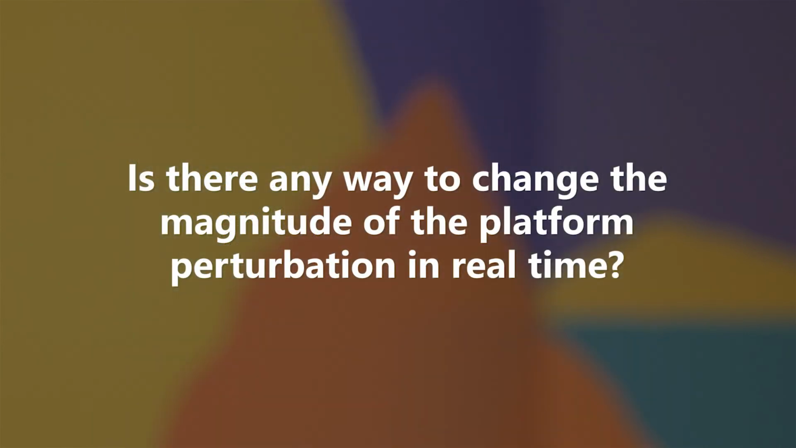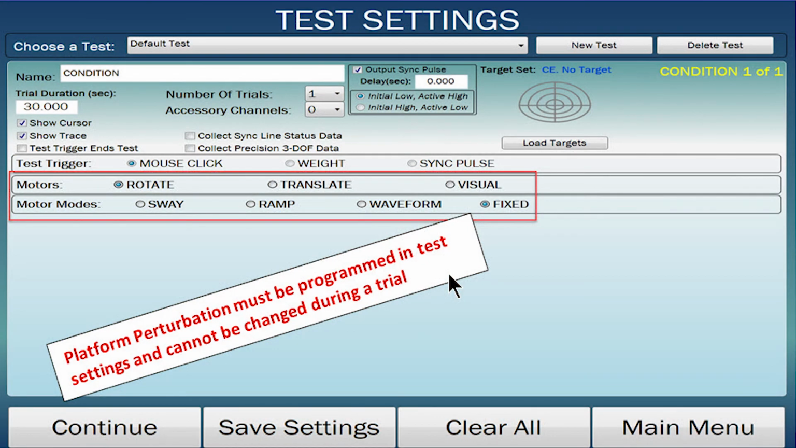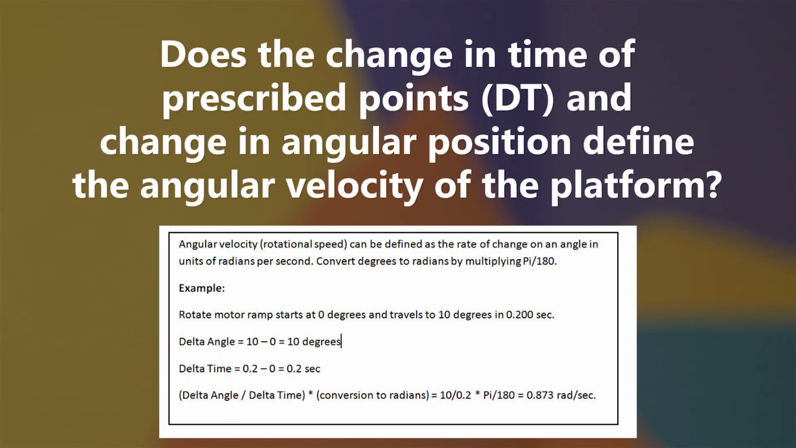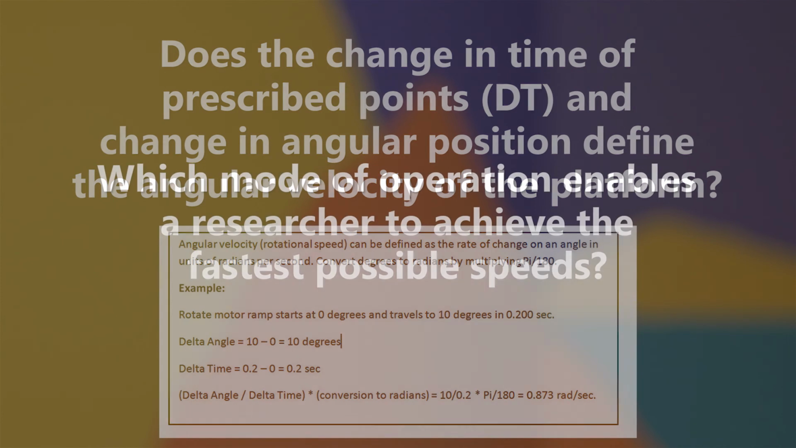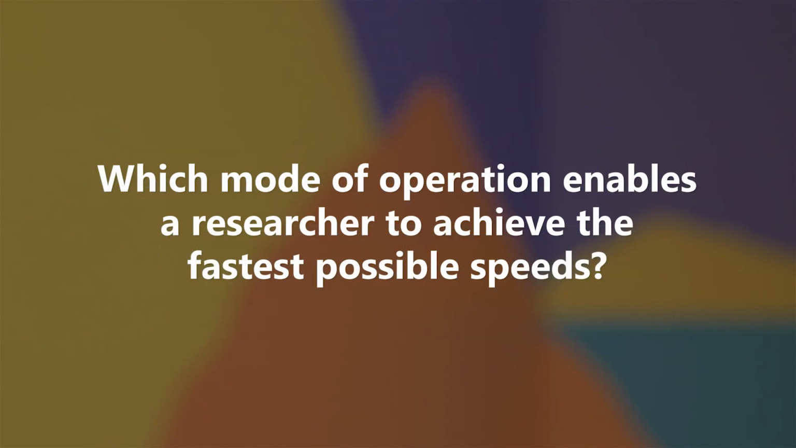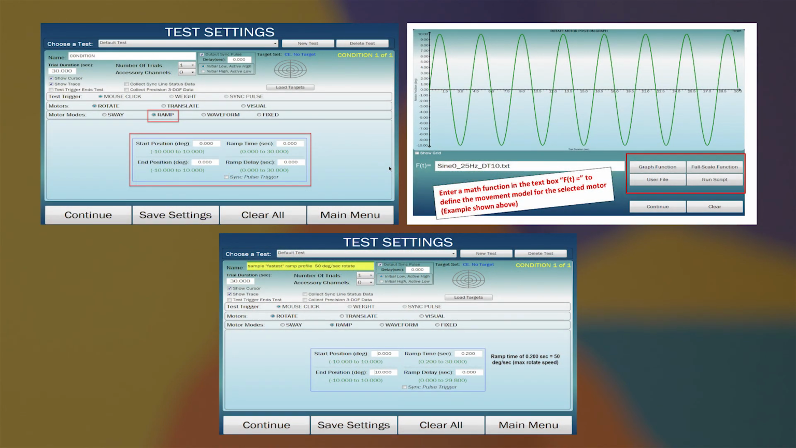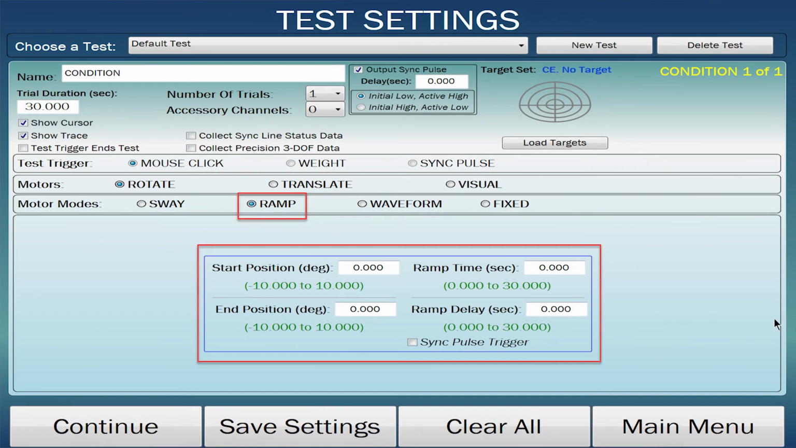Is there any way to change the magnitude of the platform perturbation in real time? No. Changes in the platform perturbation must be programmed. These changes cannot be adjusted or changed during the trial. Does a change in time of prescribed points and change in angular position define the angular velocity of the platform? Yes. Which mode of operation enables a researcher to achieve the fastest possible speeds? Both ramp and waveform, script and user files, can achieve fastest possible speeds.